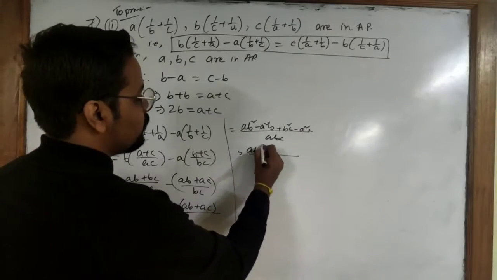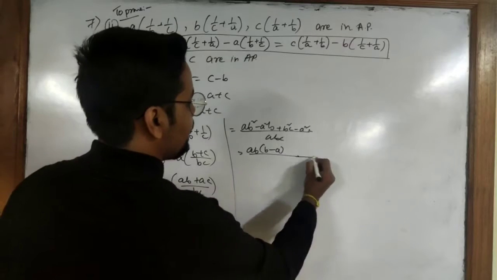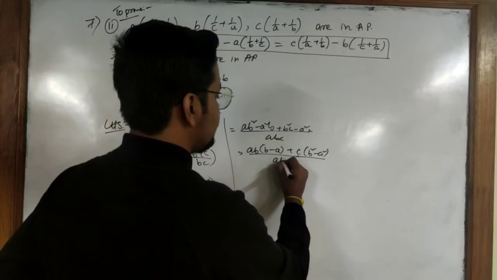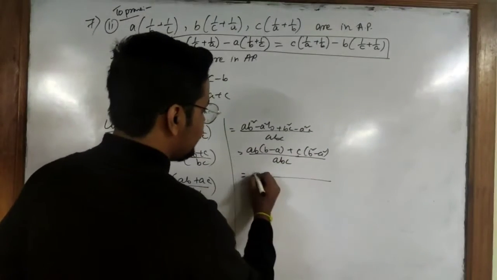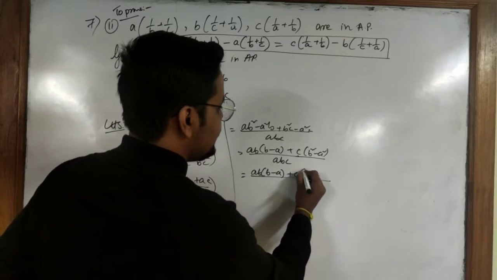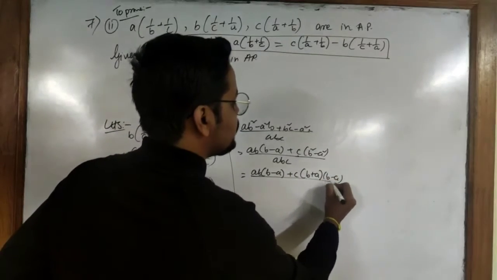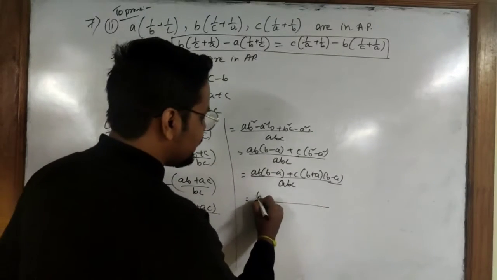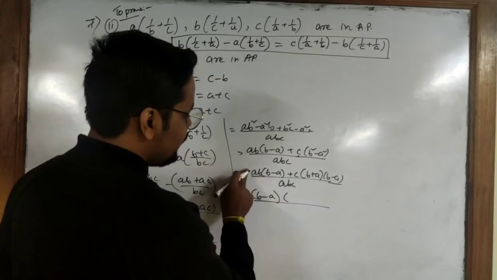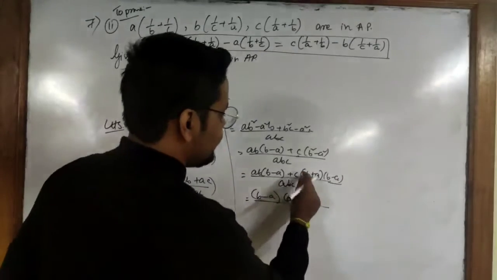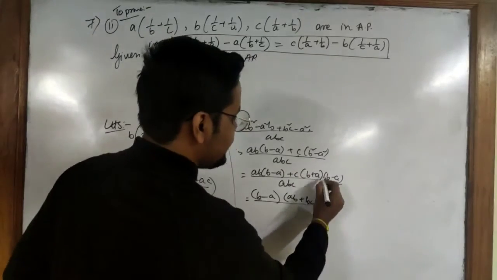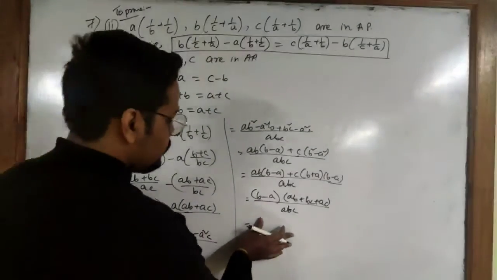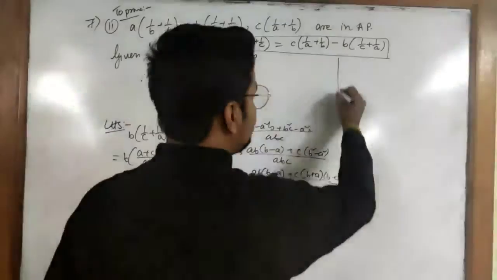So we can take AB common, we will have B minus A, plus from here we can take C common, so it will be B square minus A square by ABC, right? So we get AB into B minus A plus C into B plus A into B minus A, because it is the A square minus B square formula, again over ABC. So B minus A can be taken as common, and what we have is AB plus this into this. So C into B is BC, C into A is AC, by ABC. Okay, so let's keep it like this, and let's move on to the RHS.